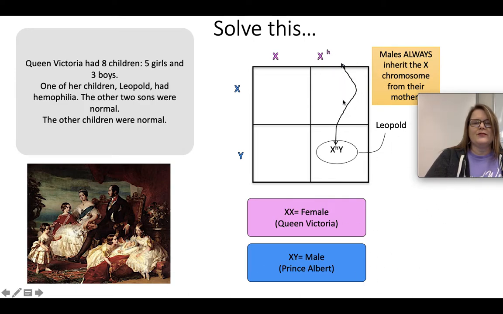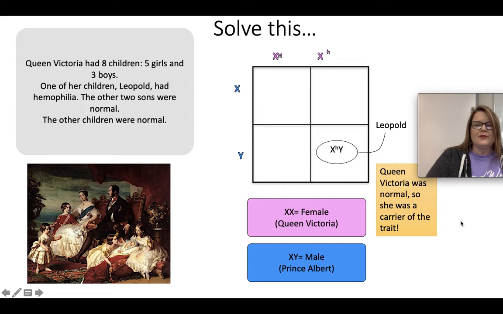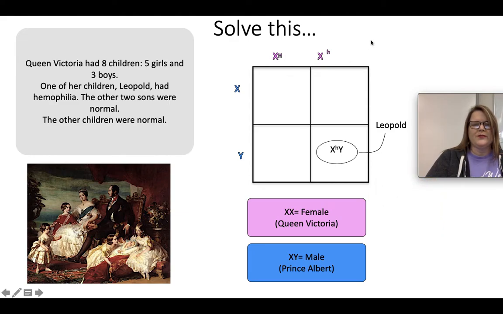So that superscript h there got passed on to Leopold. We know that she did not have the disorder, so her other allele must be X capital H. So she was a carrier of the trait. If they're heterozygous like this, that means they don't have it, but they could pass it on to their offspring, which makes them a carrier.